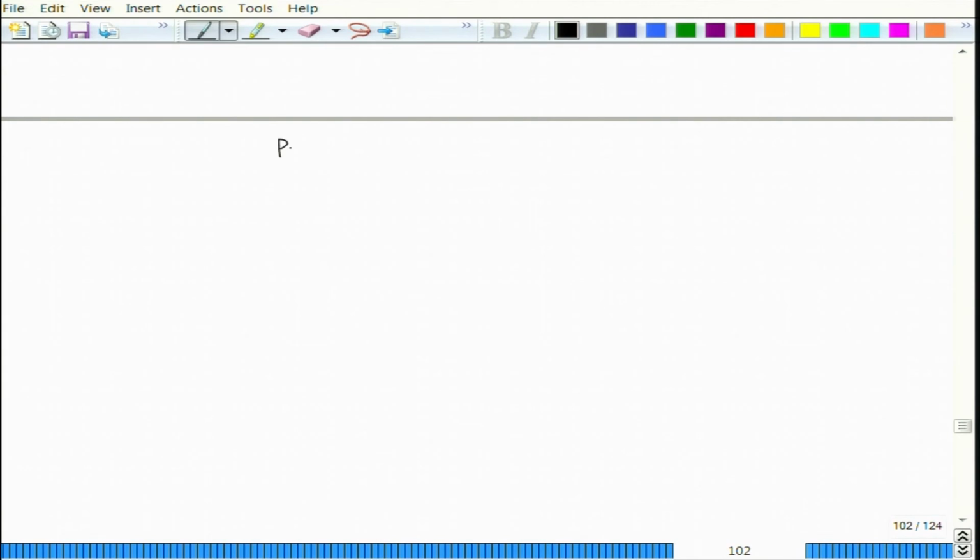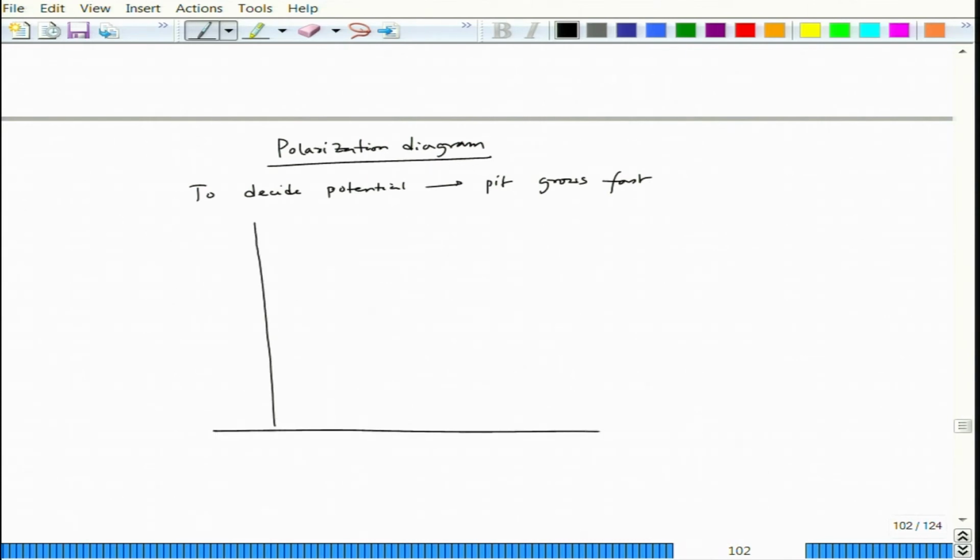Okay. So, in order to understand that, we have to see the polarization diagram again, to decide the potential where the pit grows fast. Now, if we see a self-passivating system in an E log I plot, the graph looks like this, and here we are seeing that this is my E pit.